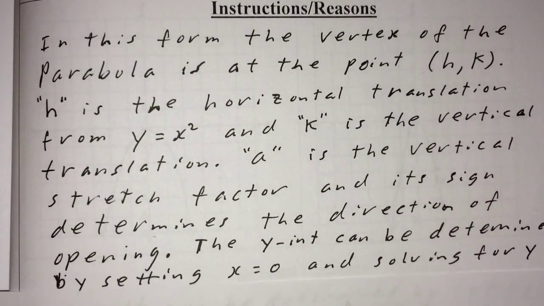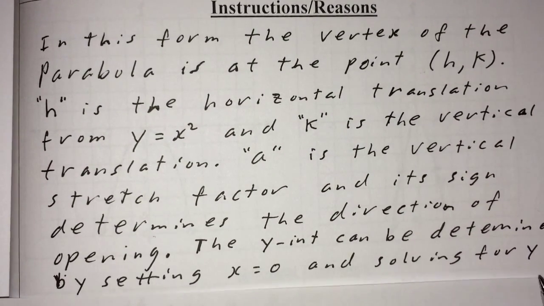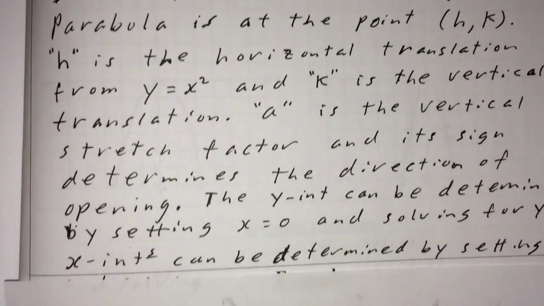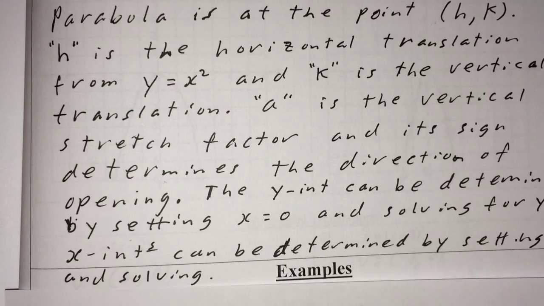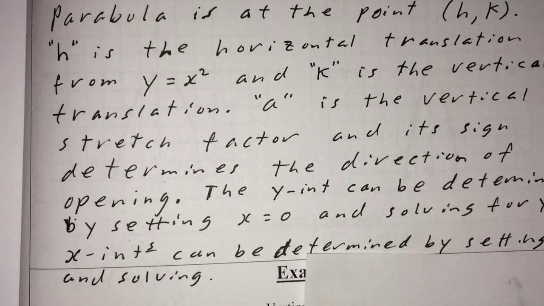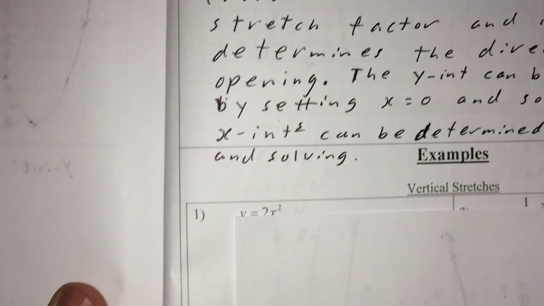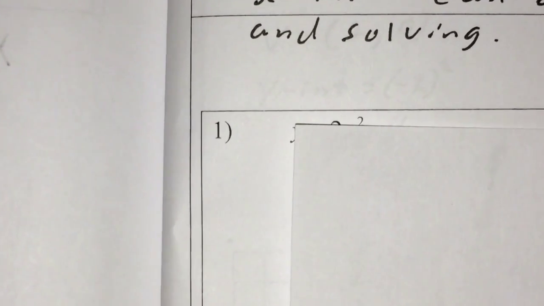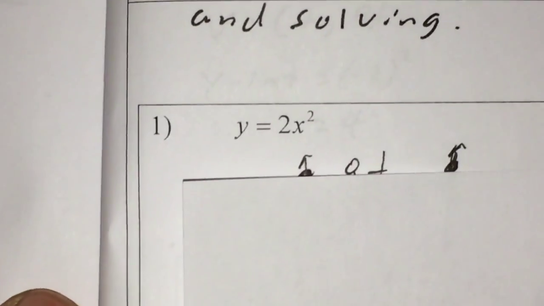The y-intercept can be determined by setting x equal to 0 again and solving for y. The x-intercepts can be determined by setting y equal to 0 and solving. There are a couple of ways of doing that, as has been shown before. So let's take a look at the first example, y equals 2x squared. I'll just expand this here so it's easily seen.